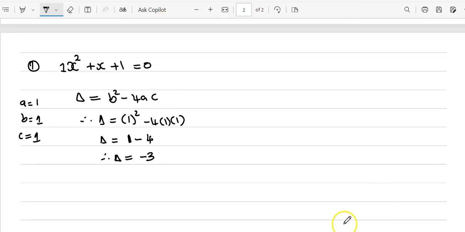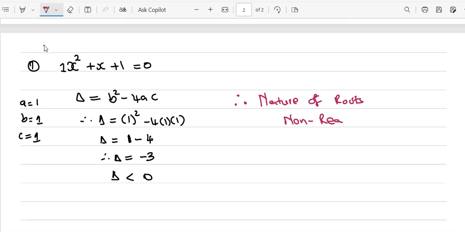Okay guys, let's check. Remember that -3 is less than 0, right? It's negative, so this tells us that our delta is less than 0. If the delta is less than 0, let us determine the nature of the roots. So if delta is less than 0, therefore the nature of the roots, we're going to say it's non-real. This is the nature of the roots.